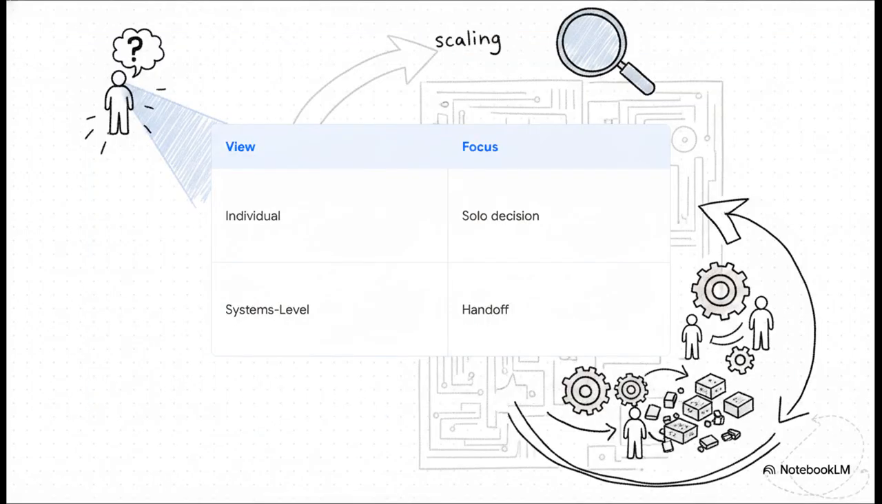And this brilliantly illustrates how our approach to safety has to evolve as we scale. Under an individual view, root cause analysis focuses on the solo decision and targets a single moment of commitment. But when you zoom out to that systems level view, the focus shifts entirely to handoff distortion and workflow collapse. The target is now multi-agent operations. When an error happens here, we aren't just auditing a doctor. We are literally auditing the organization's entire operating system.